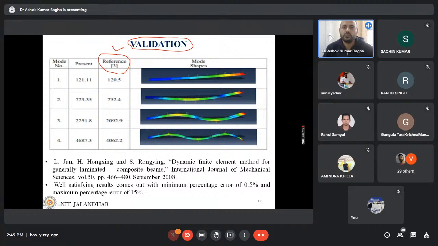So in this case also, if you see, there is a reference paper. So this is the reference paper. The natural frequency is provided there, as well as the material properties. So you will use all these properties and try to make the model in Abaqus and compare the natural frequencies. And you will see these are the natural frequencies. This is the first fundamental natural frequency.